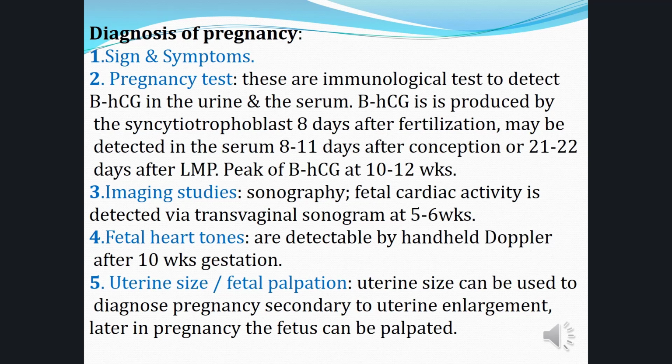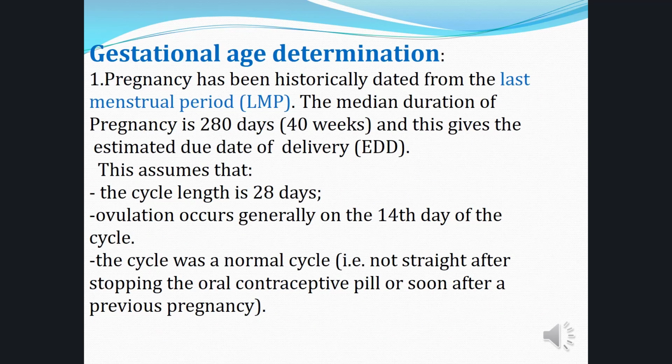Gestational age determination. Pregnancy has been historically dated from the last menstrual period, LMP. The median duration of pregnancy is 280 days, that's to say 40 weeks, and this gives the estimated due date of delivery. This assumes that the cycle length is 28 days.